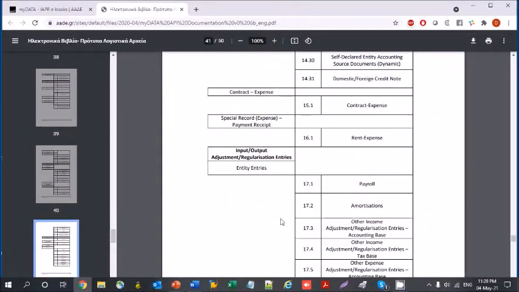The MyData document types starting from 15 are expenses contracts, the ones starting from 16 are expenses rentals, and the ones starting from 17 are general ledger postings like payroll, depreciation, etc.